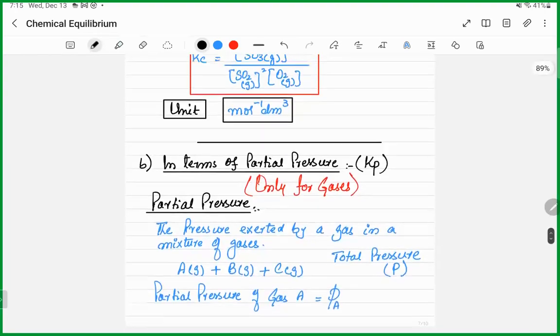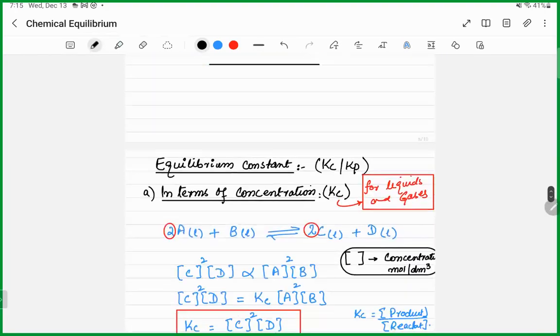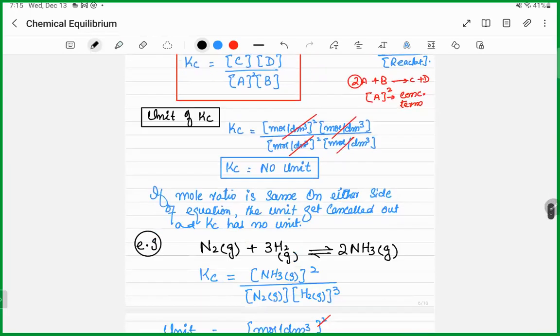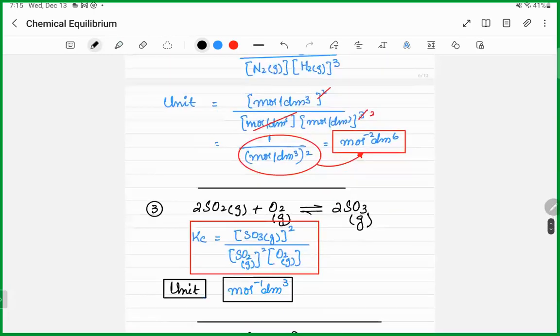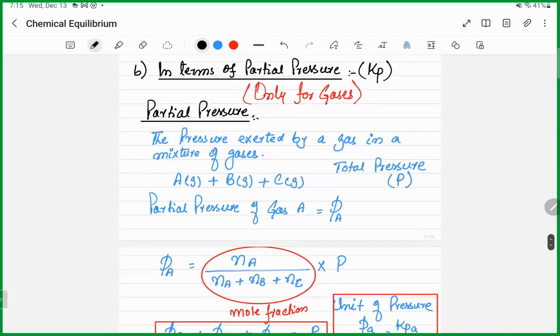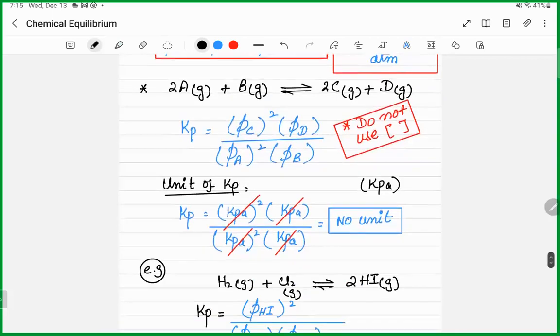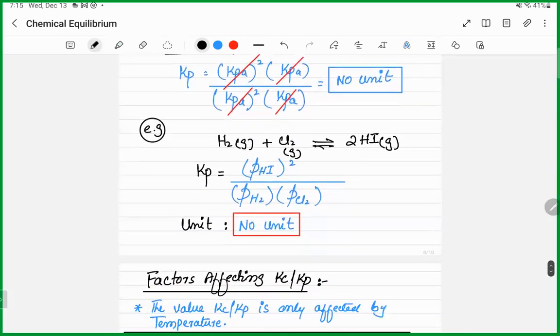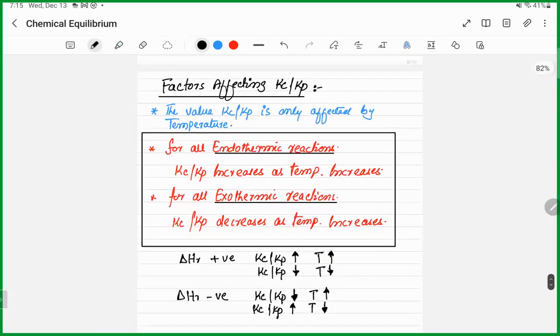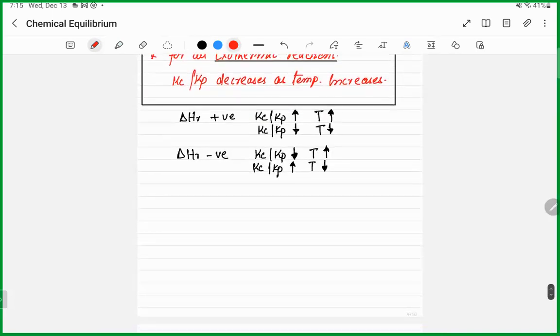So in today's class, we started from here. How to write down the expression of Kc, the unit of Kc for gases and liquids, how to write down the expression of Kp with the concept of partial pressure, which is the mole fraction of any gas multiplied by the total pressure, how to write down the Kp expression, and how to calculate the unit of Kp as well, and the factors that affect Kc and Kp. The factors part is quite easy, you just have to think about the temperature. Temperature is the only thing that affects the value of Kc or Kp. So we're keeping it till here and we will continue it in the next session, inshallah.